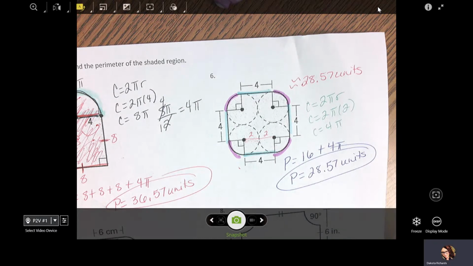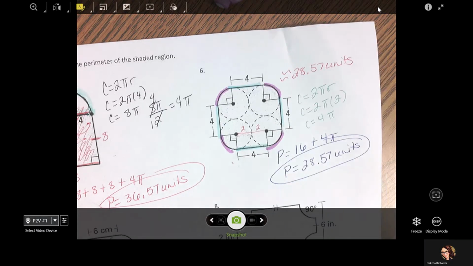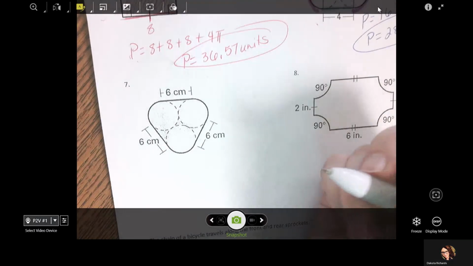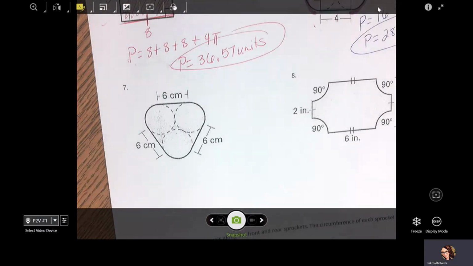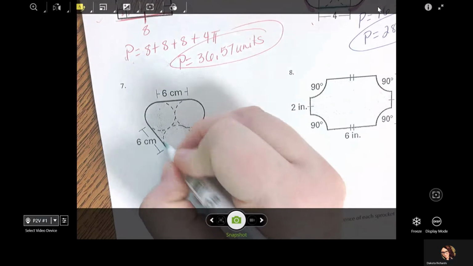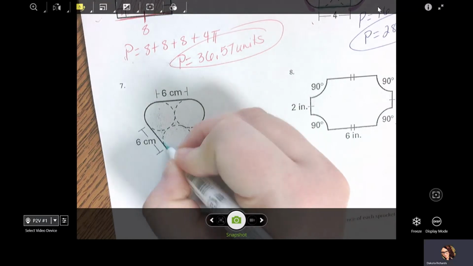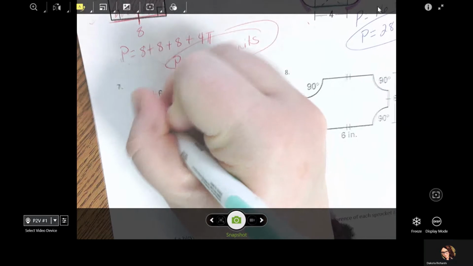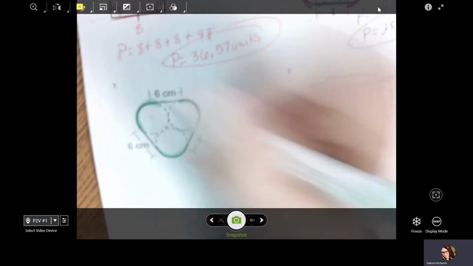Make sense? Okay, number 7. Again, when you take these 3 sections, guess what they make? They make a full circle.